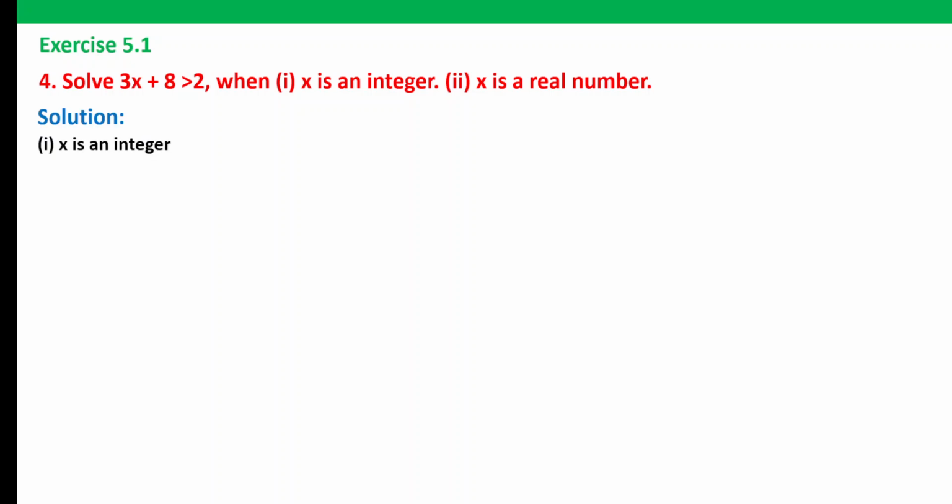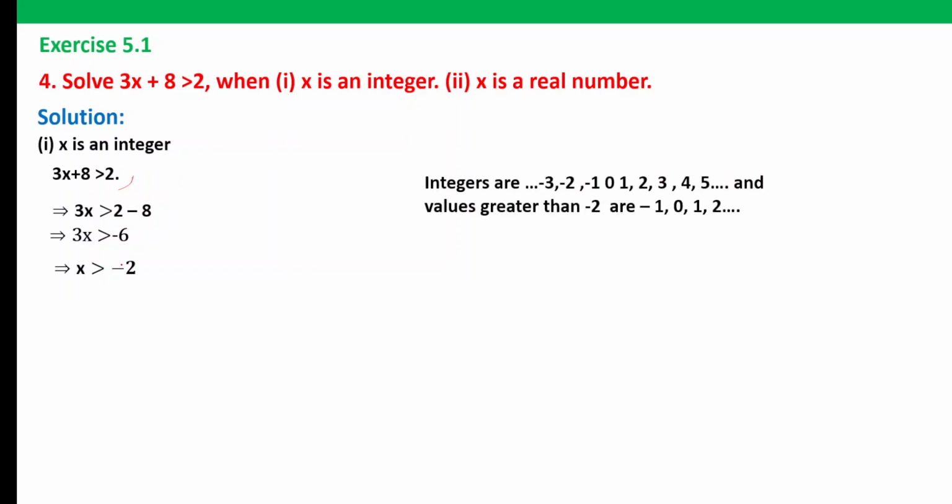Let us solve the fourth question. Solve 3x plus 8 greater than 2 when x is an integer, and when x is a real number. Solution. x is an integer. 3x plus 8 greater than 2. So 3x is greater than 2 minus 8, by transposing 8 to the right hand side. That is, 3x is greater than minus 6. Therefore, x is greater than minus 2.